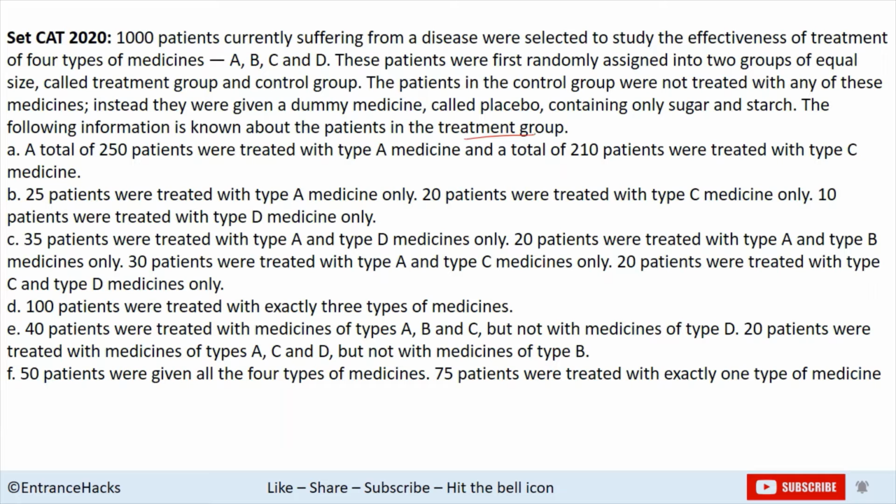So there are 500 patients in the treatment group. Total of this were treated with type A and total of this were treated with type C, 20 were treated with C and D, and this. So there is some information given. So there are four types of medicine.